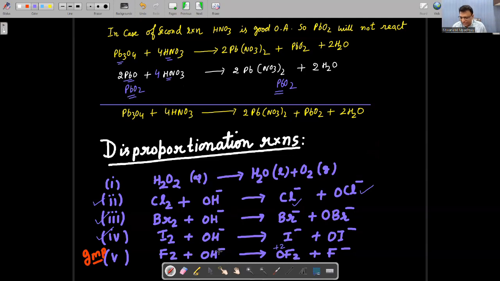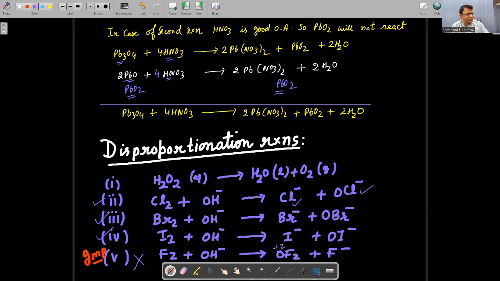Fluorine is not participating in disproportionation. This is not a disproportionation reaction. There is reduction of fluorine to F minus, and there is oxidation of water to this compound, in which oxygen is present in +2. So oxygen goes from -2 to the +2 oxidation state.